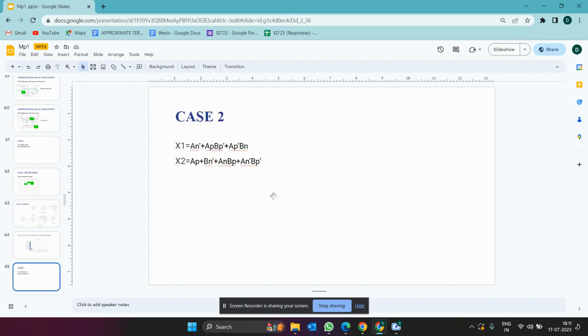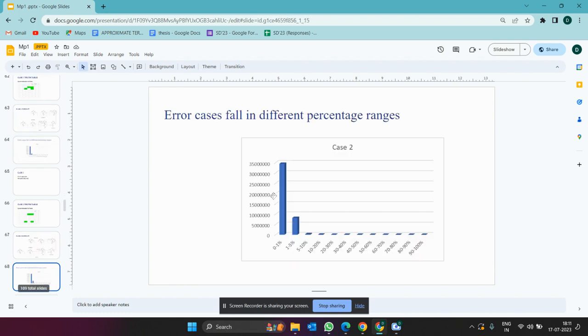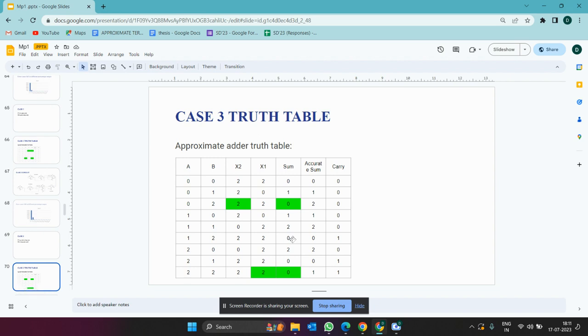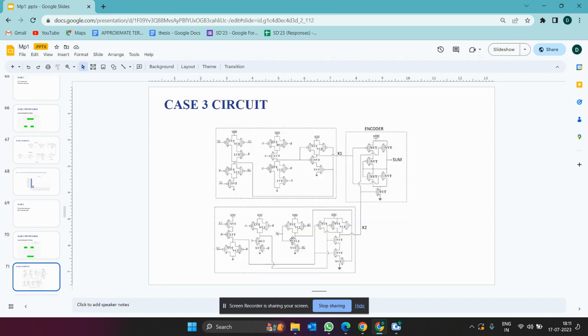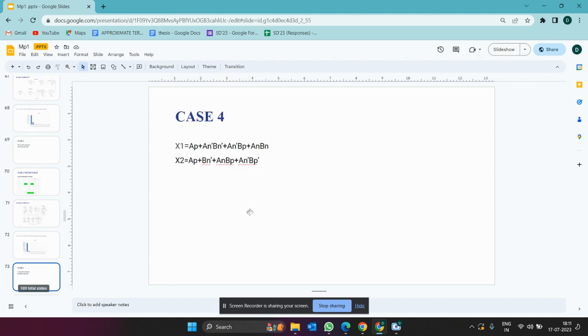After that, for case 2, this is the truth table, and this is the circuit, and this also comes below 5%. Most of the cases fall under the error of 0 to 1% and 1 to 5%. And this is case 3. This is the truth table, and this is the circuit, and for most of the cases the error is under 1%. So this is also considerable.